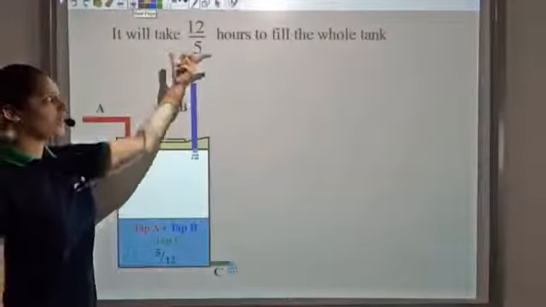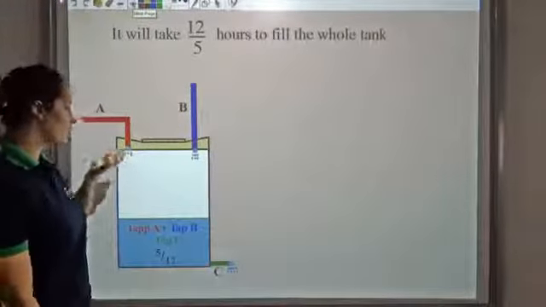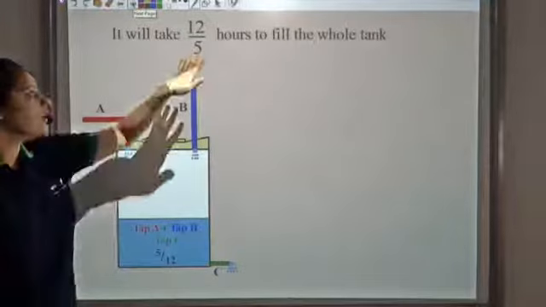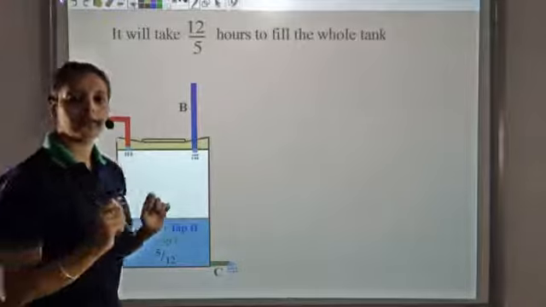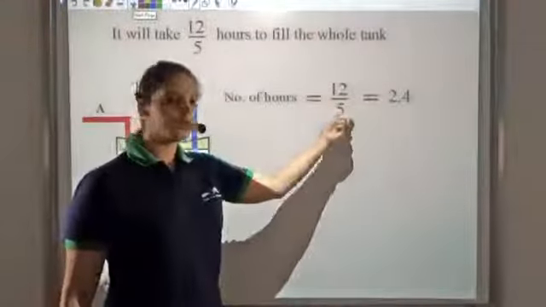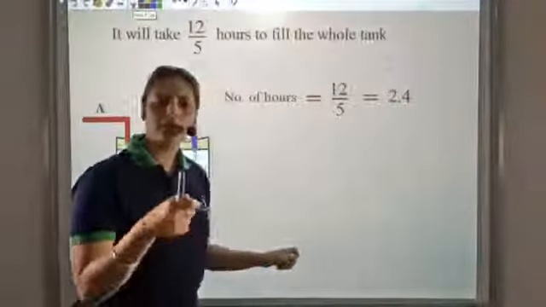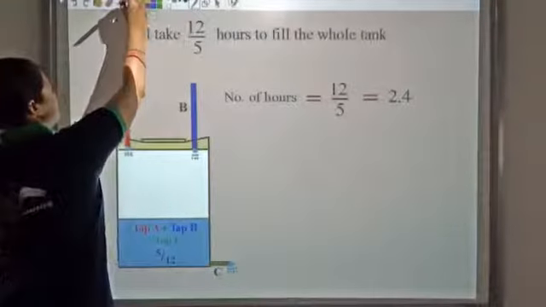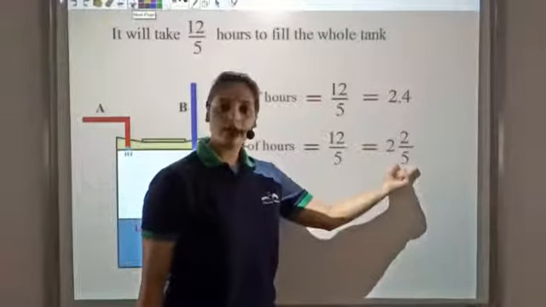So I know it will take 12 by 5 hours to fill this whole tank if tap A, tap B and tap C are open simultaneously. Now how do I represent this 12 by 5? One way is to write it as a decimal number. Dividing 12 by 5, you get 2.4. That is, it would take 2.4 hours, which is more than 2 hours to fill this tank. Or you can express 12 by 5 as a mixed number, which is 2 and 2 by 5.